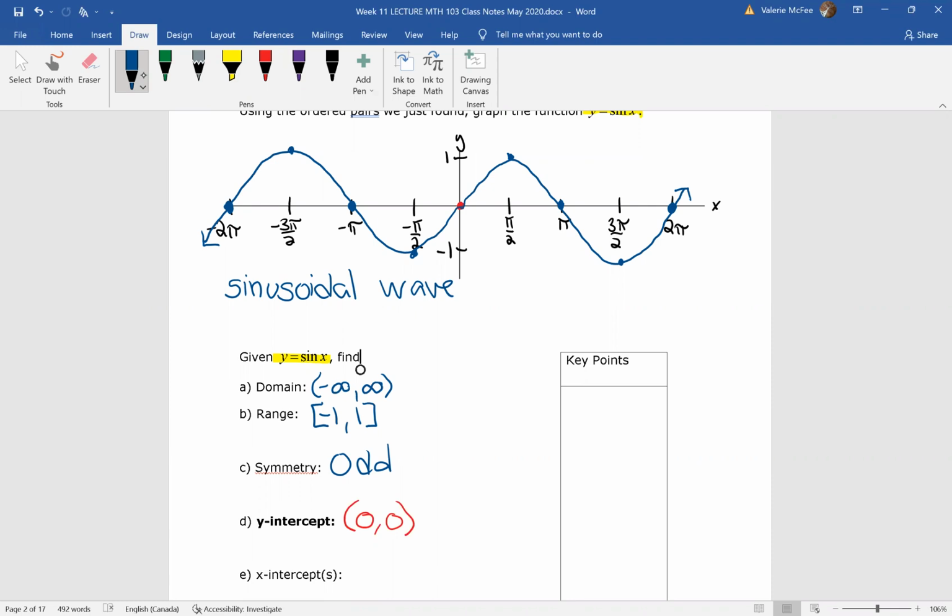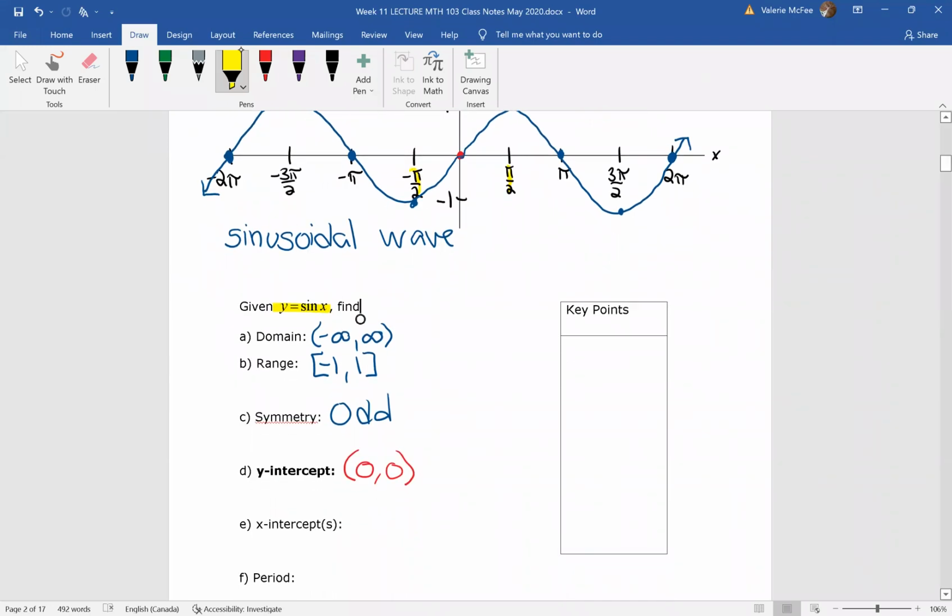We also know that given opposite values of x, for example, pi by 2 and negative pi by 2, the values of y are the opposite, 1 and -1. Why don't you write down the x-intercepts, just the ones that you see here, because of course there are an infinite number.